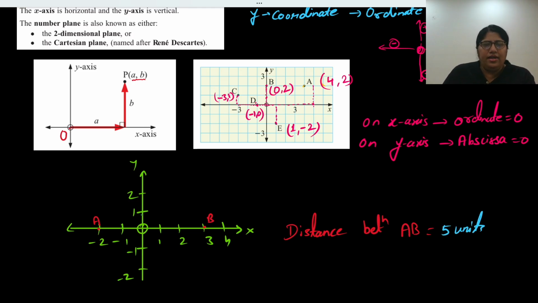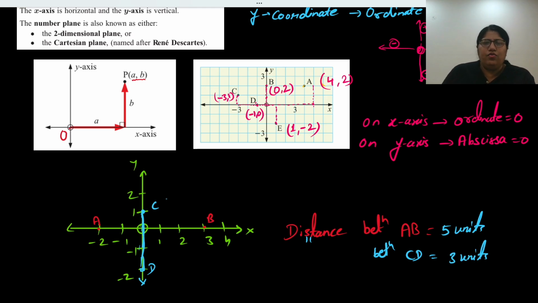Similarly, if I take any point on y-axis, if it is point C and this point is D, so what is the distance between here CD? Because it is on y-axis, the distance is never taken negative, it is always positive, so total it is going to be 3 units.